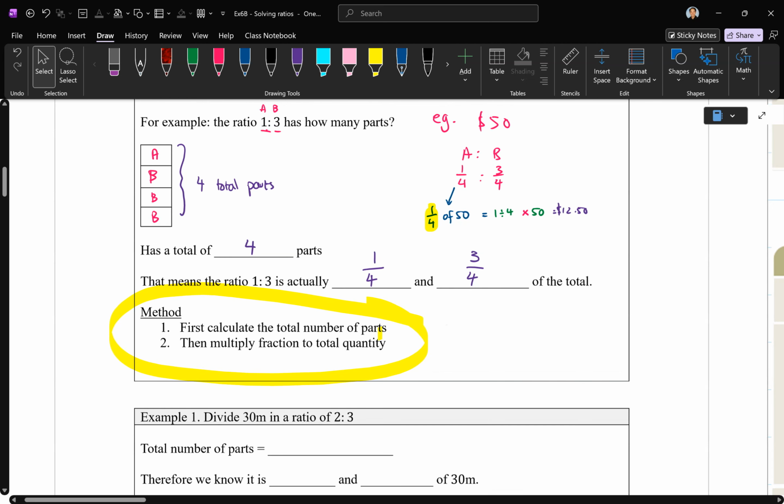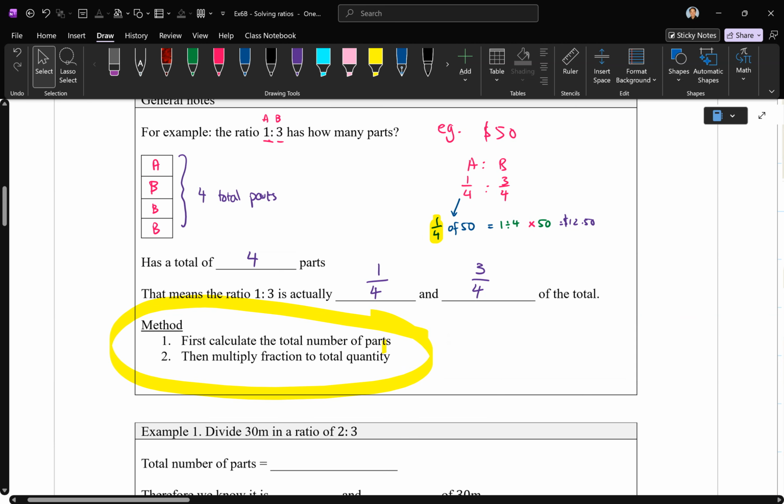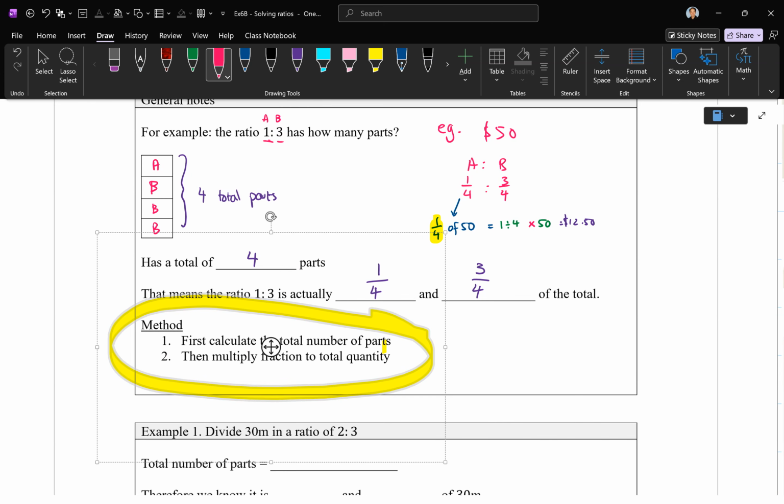All right, let's have a look at the first example. Example number 1. Let's make it money instead of meters. So this is 30 meters. Let's change that to $30 because we tend to understand money a bit better than meters. Here we go, $30. I want to divide $30 in the ratio of 2 to 3. Okay, I want it in a 2 to 3 ratio.